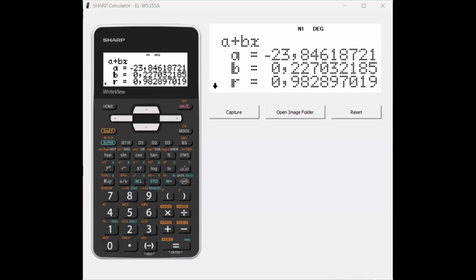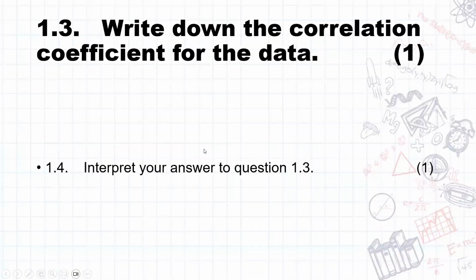Now the next question says, interpret your answer to question 1.3. And so what they're asking you is what kind of relationship do the variables have? And we can see when R is close to 1 that it is a strong positive correlation. Okay, and it's in fact a very strong positive correlation because there's very little that's left out of that correlation. If it was 1, it would be a perfect correlation. In other words, only X predicts the value of Y and nothing else. Okay, so here we simply say that it is a very strong positive correlation.